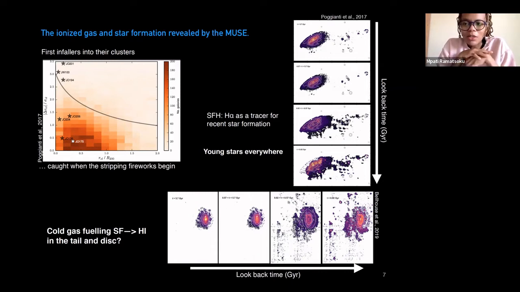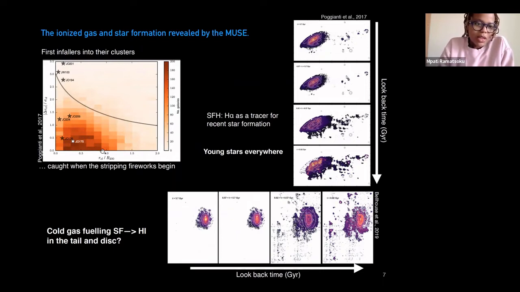So here I'll talk about just a few selected jellyfish galaxies from GASP. This is J206 and J201. You don't have to remember those names. Just know that these are the few galaxies that I'll be talking about today.